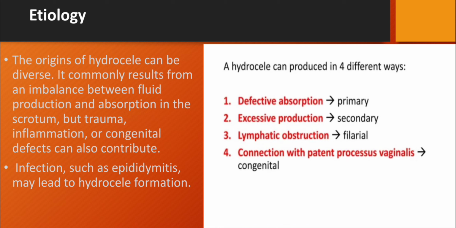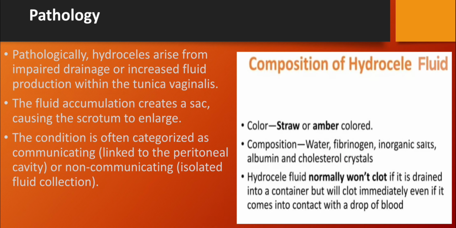So a hydrocele can be produced in 4 different ways. First one is defective absorption, that will be the primary cause. Second is excessive production, that is the secondary cause. Third is lymphatic obstruction, that is filarial. Elephantiasis, those things you have heard, right? So this lymphatic obstruction can cause filarial. Then connection with the patent processus vaginalis, it may be due to congenital. So 4 different ways, that is primary, secondary, filarial and congenital.